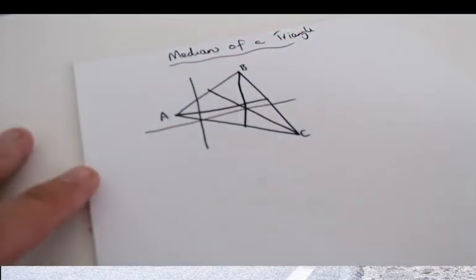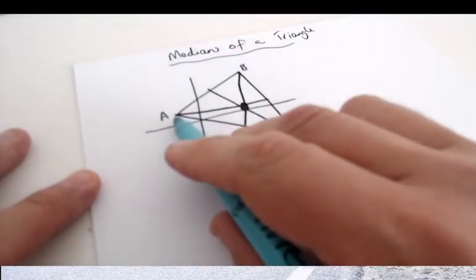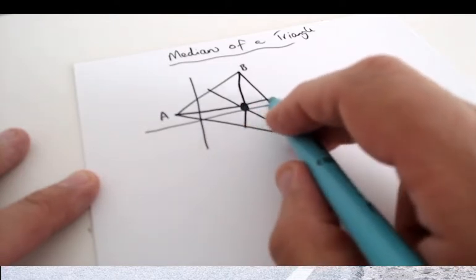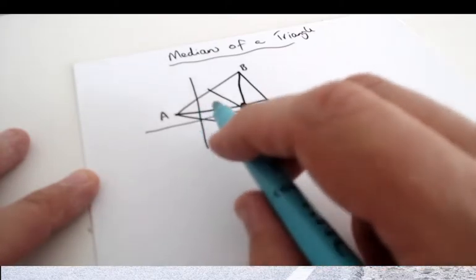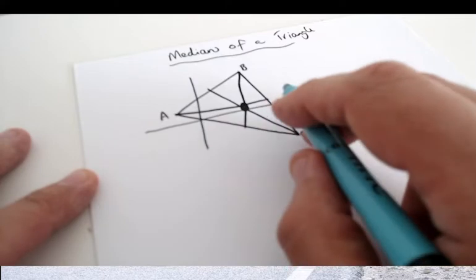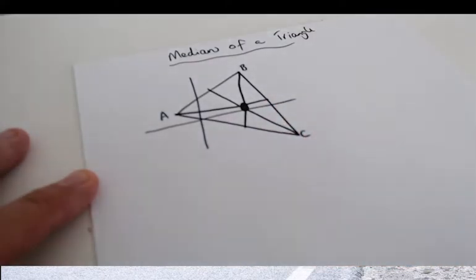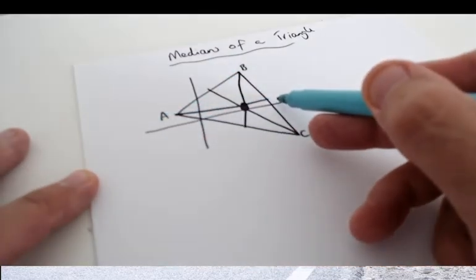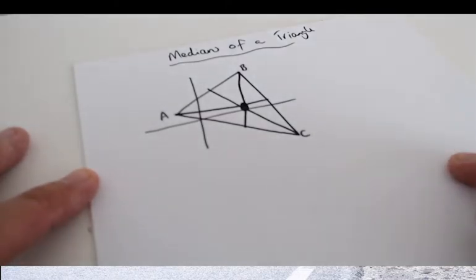Now, the median of a triangle goes from one of the corners to the middle of the opposite side. I'll say that again because it's really important. The median of a triangle goes from one of the corners to the middle of the opposite side. So if you're thinking about how we're going to work out the equation of this new line that I've drawn in, for the equation we need the gradient, we need a point, and then we're good to go.